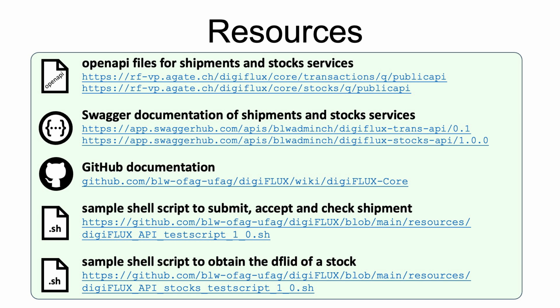Finally, here you can see all the resources that are available to you. You can download the OpenAPI files, both for transactions, which includes shipments, and for stocks. You can see them in visualized form in a Swagger portal. Then there's a lot of information on GitHub. And finally, there's a link to those 2 scripts. They are integrated into the GitHub portal.